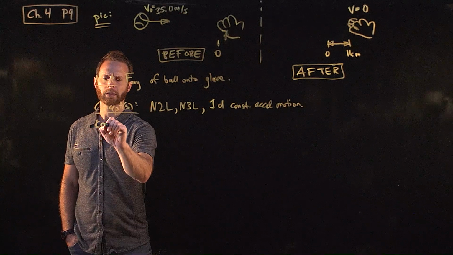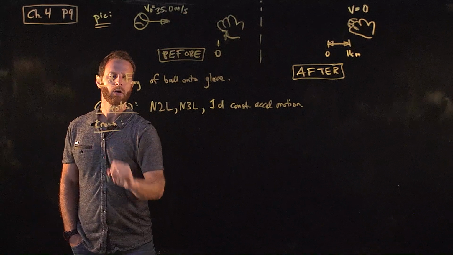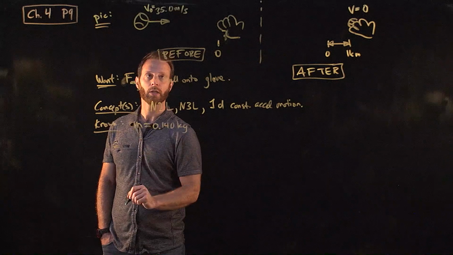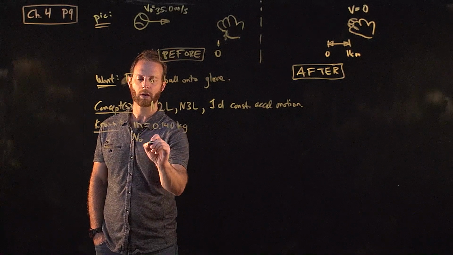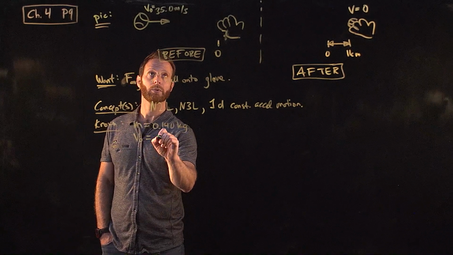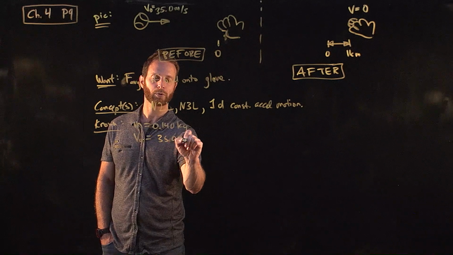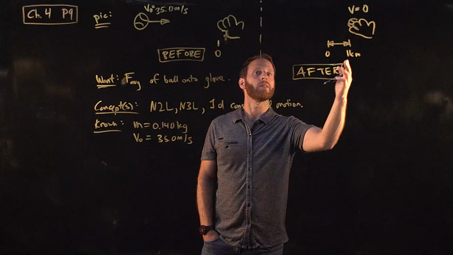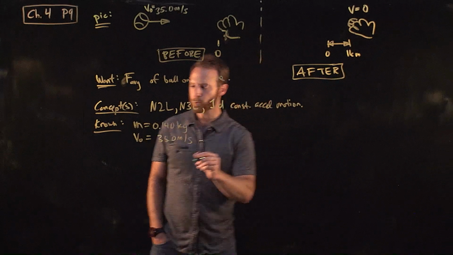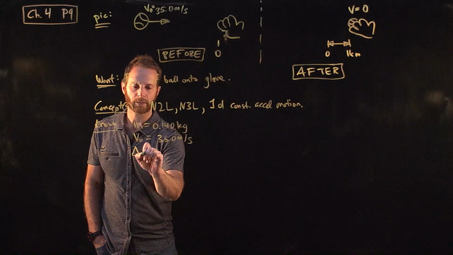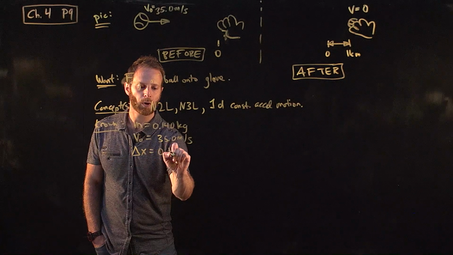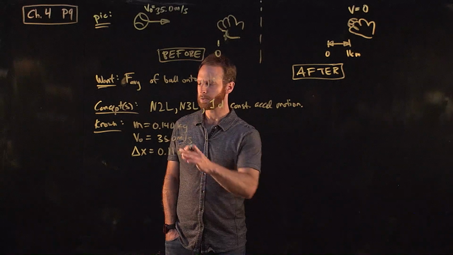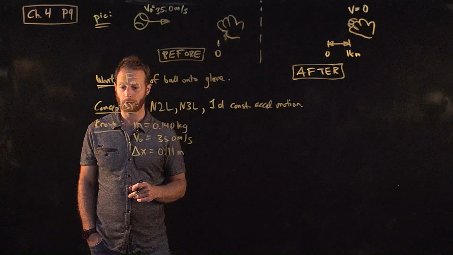Let's maybe make a little list of things that we know. We have the mass of the ball, 0.140 kilograms. We have the initial velocity of the ball. That's good. We have 35.0 meters per second. And we also have the displacement of the ball and the mitt together, 11 centimeters. Why don't we go ahead and write that as delta x as 0.11 meters, because we know we typically want things in kilograms, meters, and seconds, so that'll save us some trouble later on.